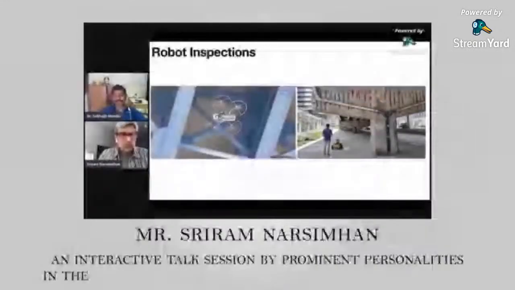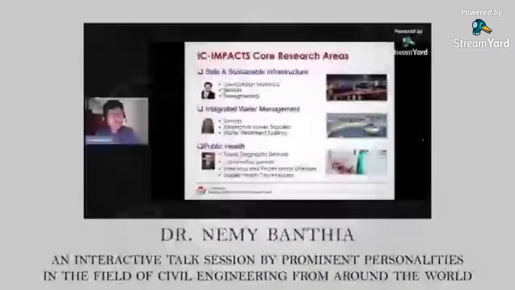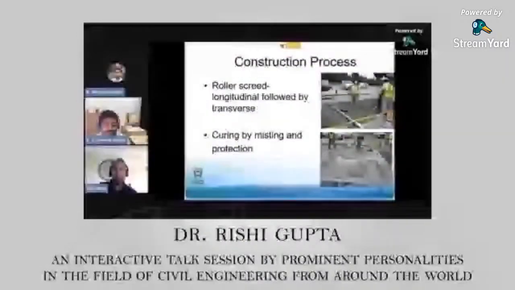where, you know, people have sort of used robots to do these inspections. These sensors will be very quickly able to tell you. So very interesting that we left it for curing.